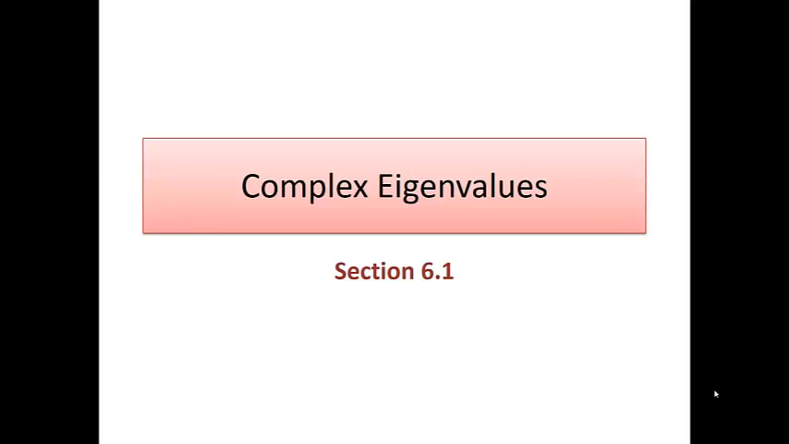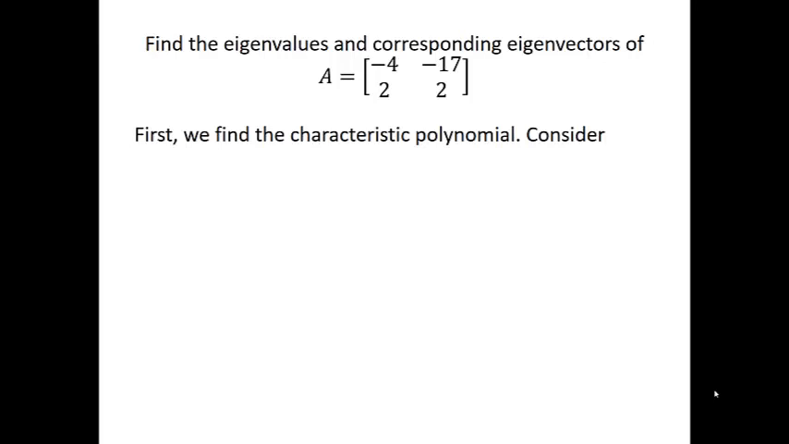The goal of this video is to explore through an example what happens in the case when our eigenvalues are complex numbers. So suppose we want to find the eigenvalues and corresponding eigenvectors of the 2 by 2 matrix [-4, -17; 2, 2]. Recall that we first must find the characteristic polynomial.